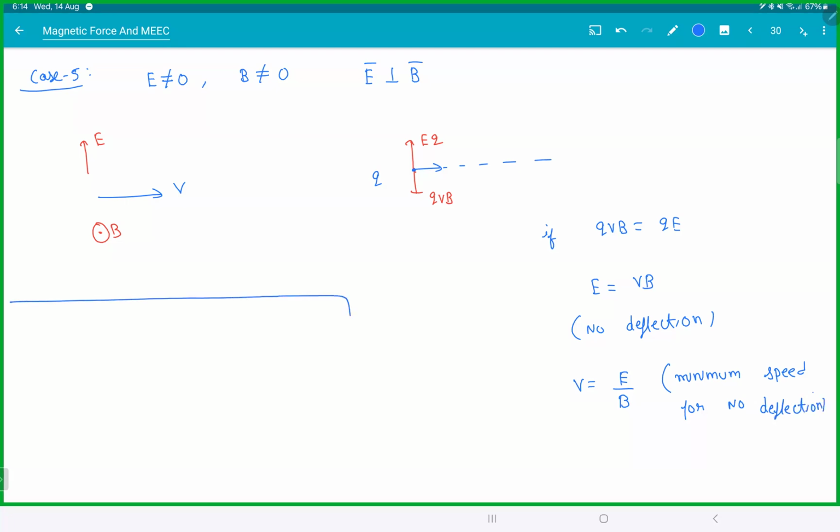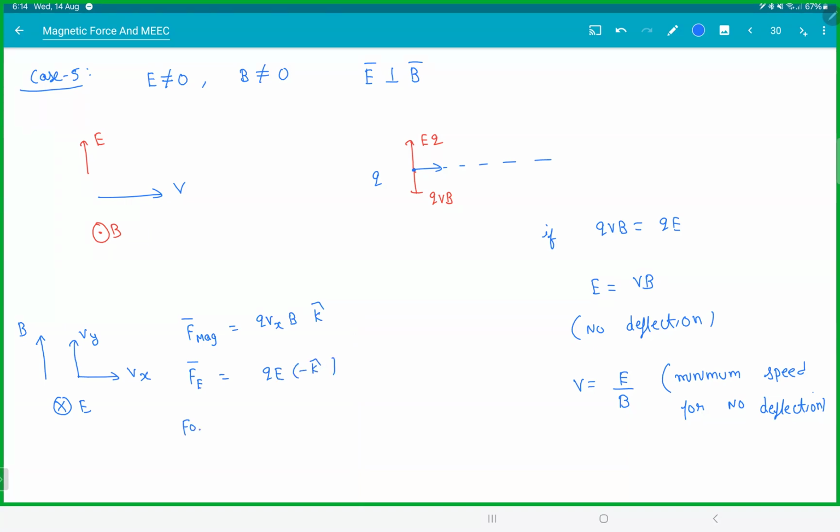Now there is a case where, let's say you have velocity Vx, you have velocity Vy, and let's say we have a magnetic field B and we have an electric field. I just reversed it. Now, if you look here, the magnetic force would be Q Vx B k cap. The Y component is useless. Similarly, the electric force would be QE minus k cap.